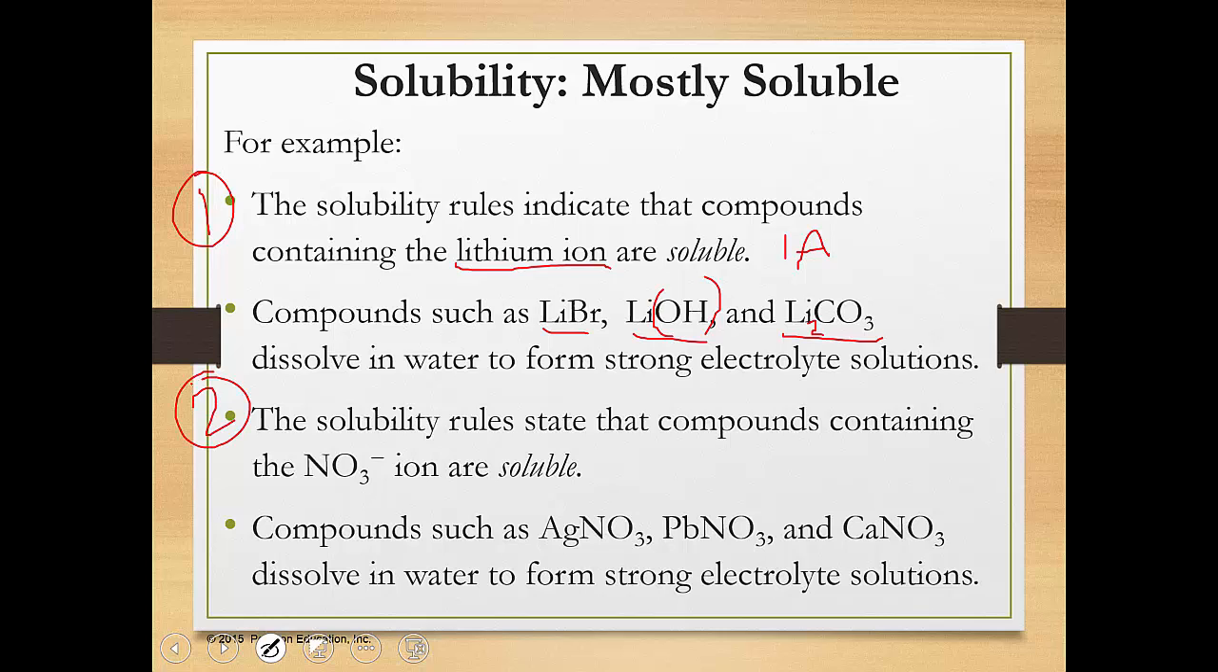Now let's look at another one, case number 2. Let's say that we had a nitrate ion. Well, we've said that nitrate ions tend to be soluble. Again, it doesn't matter what I put it with. If I had it with silver, lead, calcium, and again, I need 2 of those, and I need 2 of those. Lots of typos, sorry about that. Those compounds all dissolve in water, and they're going to form strong electrolytes. Those are all going to be ions in solution.